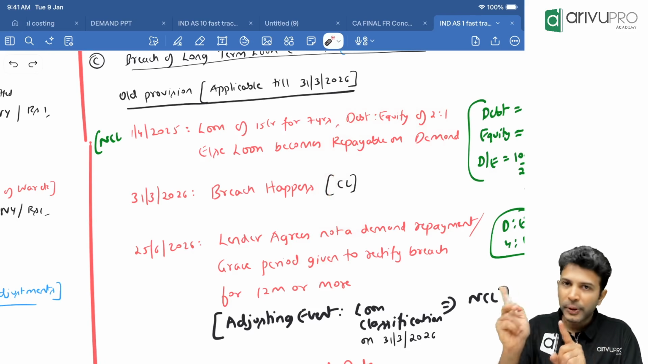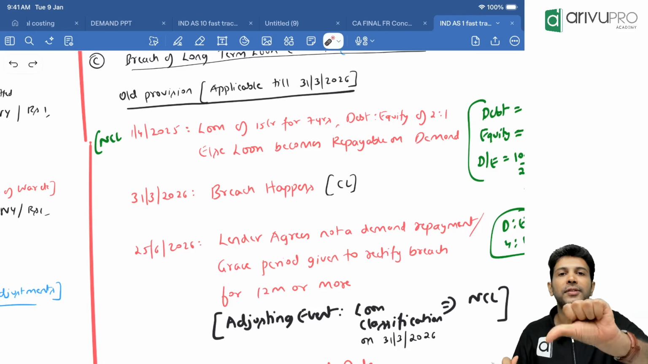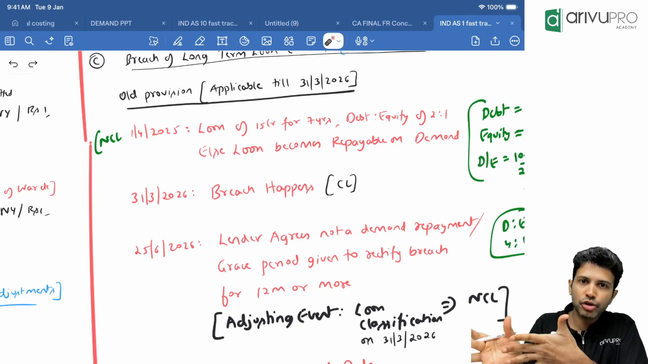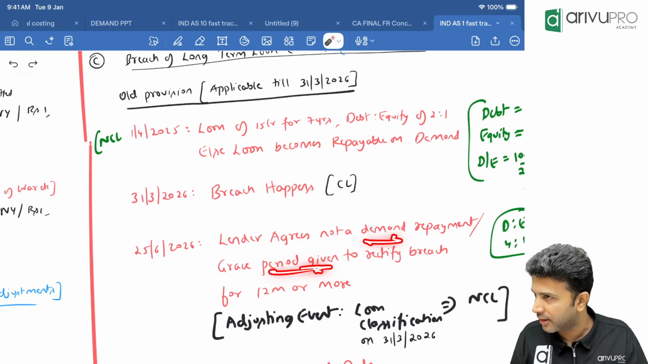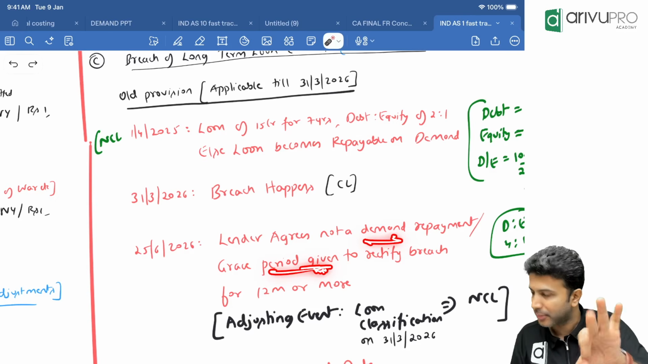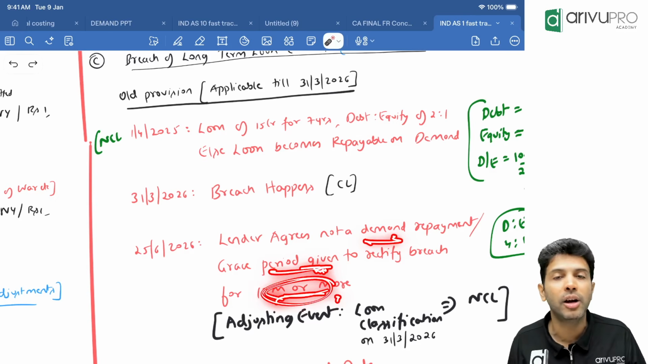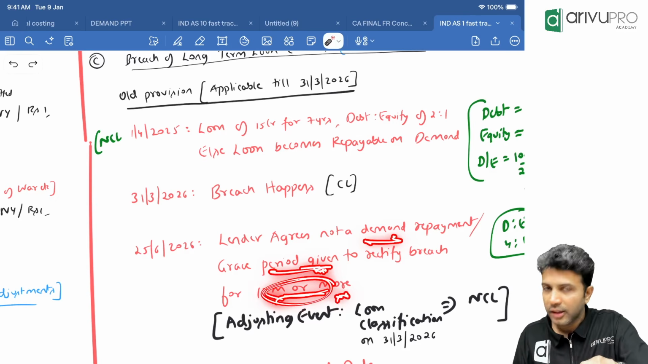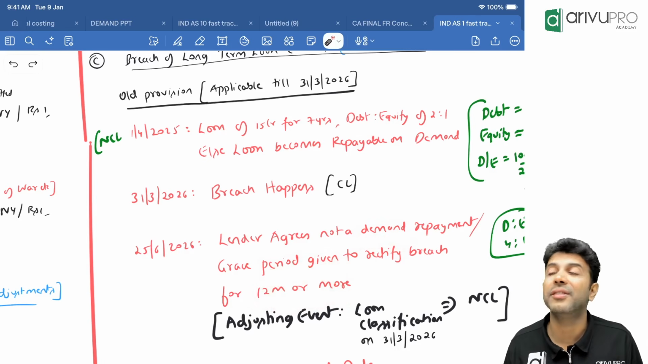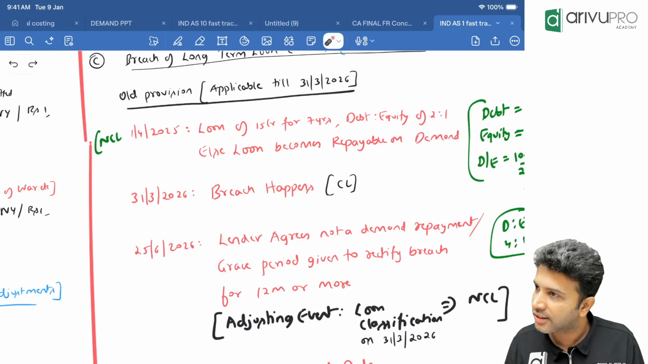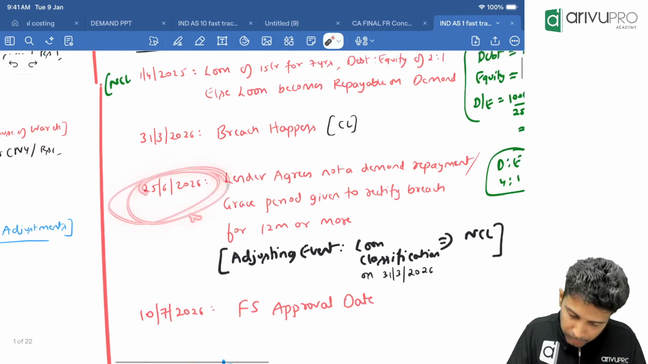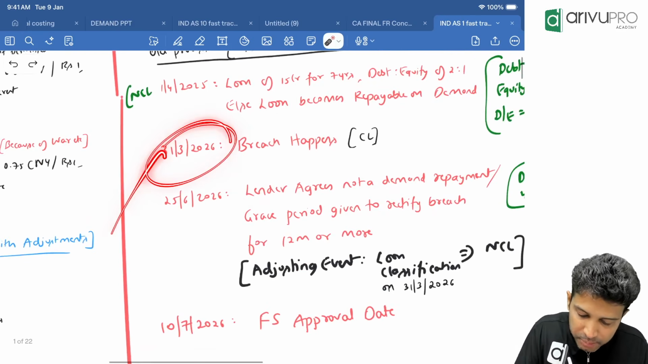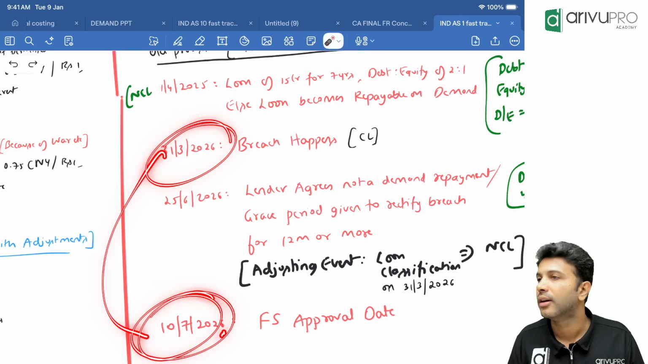So previously, the provision was: if the lender, the bank, chooses to ignore the breach and not demand repayment, or if a grace period, extra time, is given to rectify the breach for a period of 12 months or more, this used to be treated as an adjusting event. Let's say, when did all this happen? 25th June. But let's say the current year's financial statement got approved by the board of directors on 10th July.